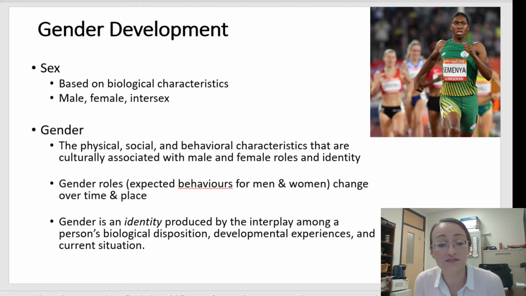Caster Semenya is an intersex athlete who identifies as a woman. That's caused some consternation for the groups that regulate athletic competitions. That represents a structural and social problem. There's nothing wrong with her.